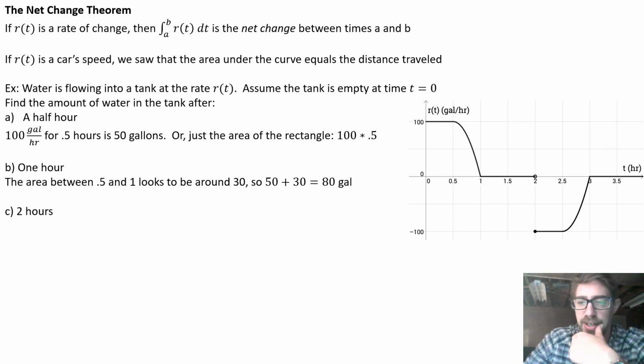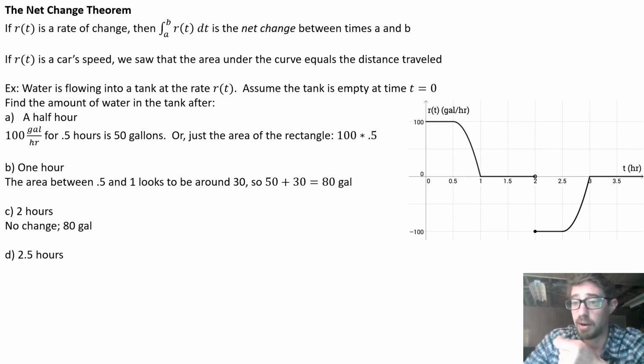Sort of a trick question. At 2 hours, well, from hour 1 to hour 2, the rate at which water is flowing in is 0. So nothing happened. The tank is essentially shut off. We had no more change, and the amount of water in the tank didn't change. So it's still 80. Right, the flow has stopped.